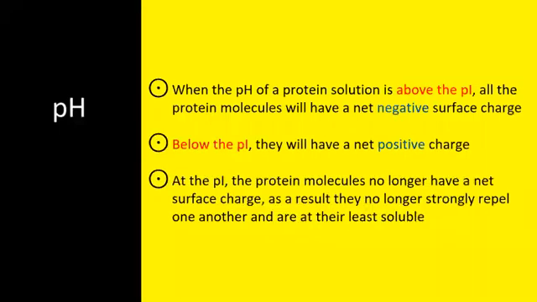Okay, another one is the pH. When the pH of a protein solution is above the pI, all the protein molecules will have a net negative surface charge. Below it, they have a net positive charge. At the pI, the protein molecules no longer have a net surface charge. As a result, they no longer strongly repel one another and are at their least soluble. So it will depend on the pH charges: acidic it's negative, basic it's positive.